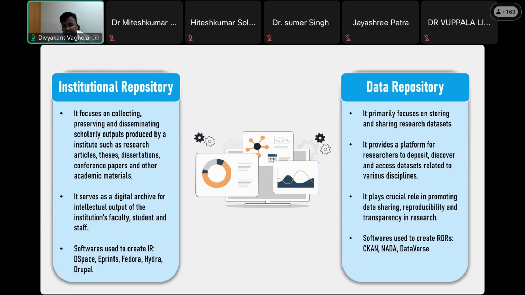Whereas a research data repository is basically for storing and managing research data sets, and it also allows sharing of the data sets. It also allows researchers to deposit and discover data sets, and access the data sets which are available. For an institutional repository, the software used to create an IR is DSpace, EPrints, Fedora, Hydra, Drupal. Whereas for a data repository, CKAN, DKAN, NADA, and Dataverse are used.